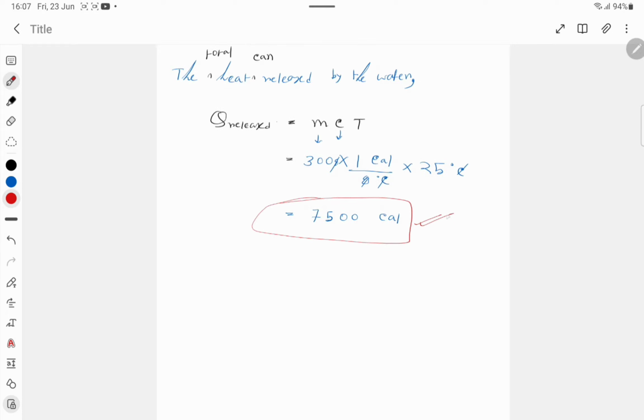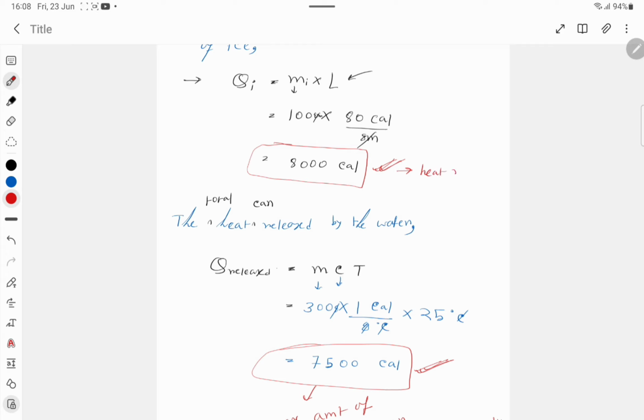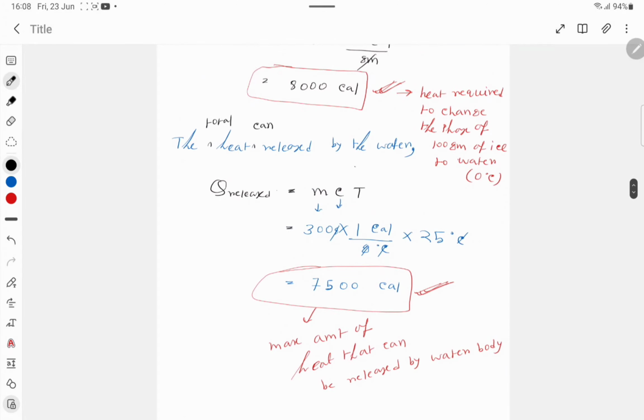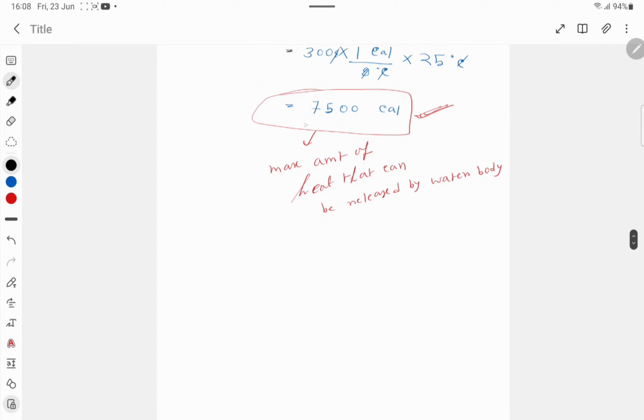So now you have to see that this is the maximum amount of heat that can be released by the water body, and this is the heat required to change the phase of 100 grams of ice to water, of course at 0 degrees Celsius. As you can observe, there is an insufficient amount of heat that can be released from the water body to make all the ice melt. So what will happen? This amount of heat will melt some of the ice.